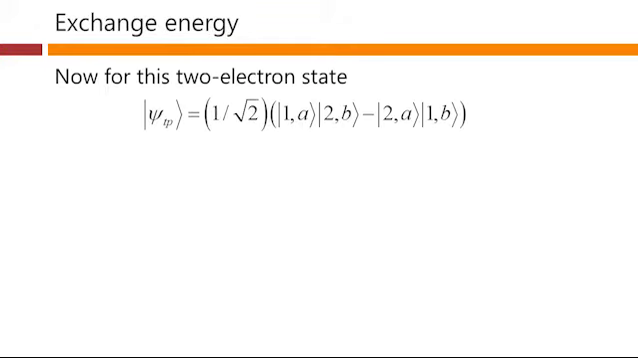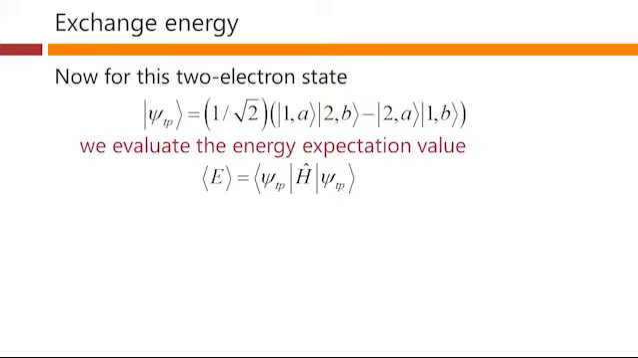Now, for this two-electron state that we've just written down, we presume this is a good enough way of describing our state, and it certainly has the right antisymmetry with respect to exchange. We can evaluate the energy expectation value for these two particles in this state. So we take our state in bra form and ket form and our operator, our energy operator, the Hamiltonian in the middle, and we simply work this out.